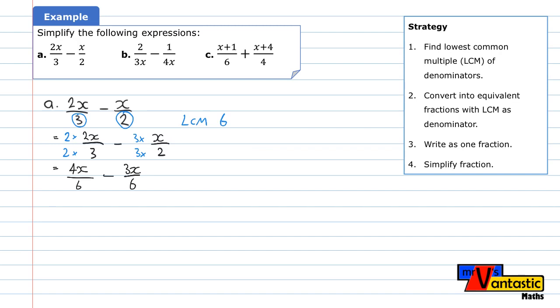And now we can simplify this fraction. 4x minus 3x over 6, and they can be combined. 4x minus 3x is just x over 6, which is exactly what we wanted. We wanted one fraction as our answer.